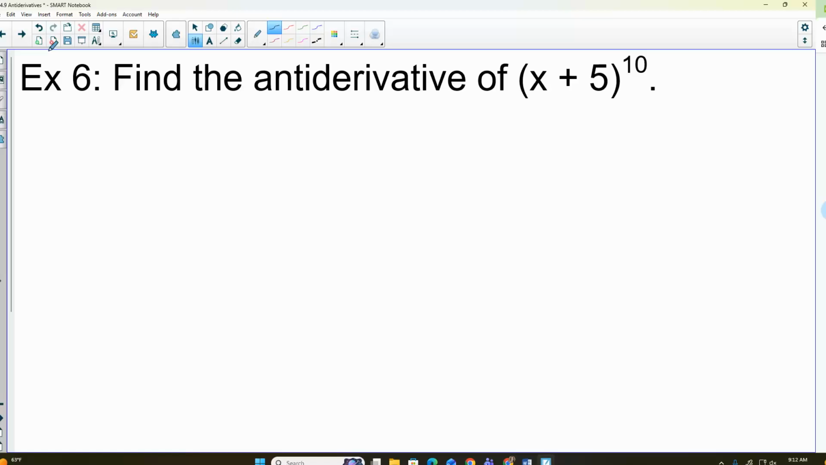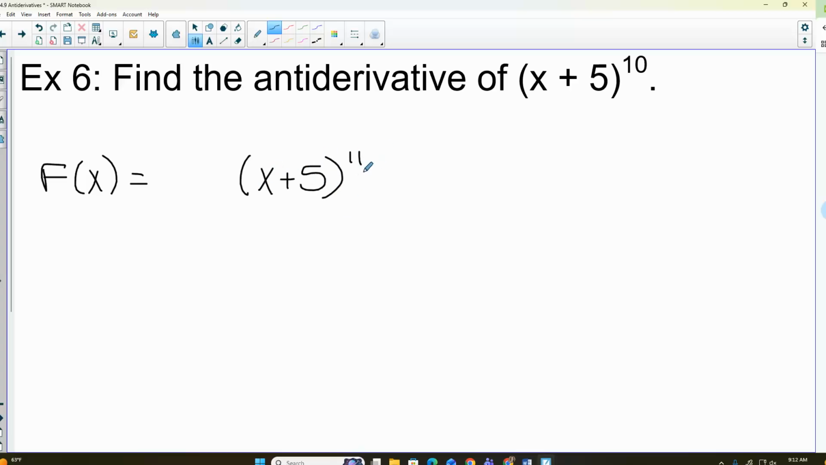All right. If it's things being multiplied or divided, we need to try to simplify first, because we don't have a rule for product or quotient rule in reverse. However, I don't really want to multiply x plus 5 ten times. The way this is written, if you were doing the derivative, you would do chain rule. So let's think chain rule in reverse. When we do the derivative, we subtract 1 from the power, so when we undo it, we would add 1.